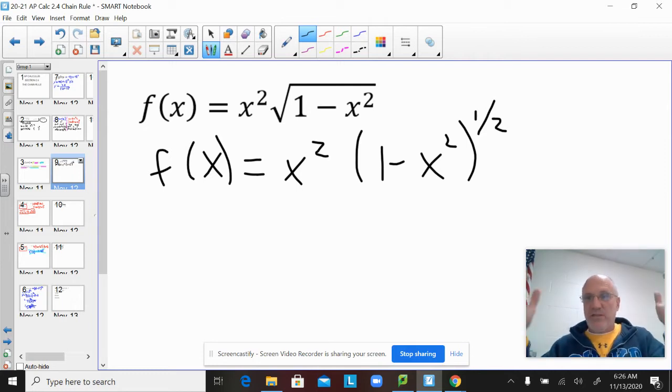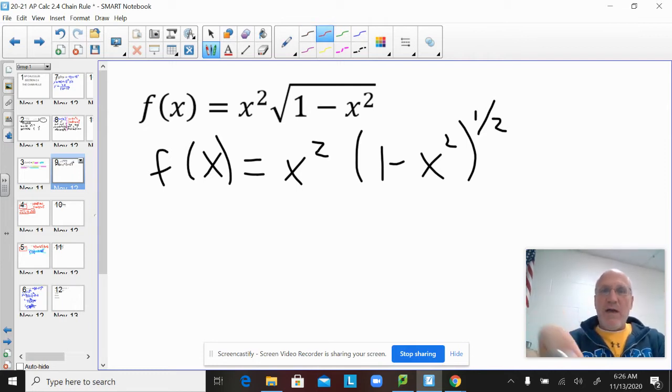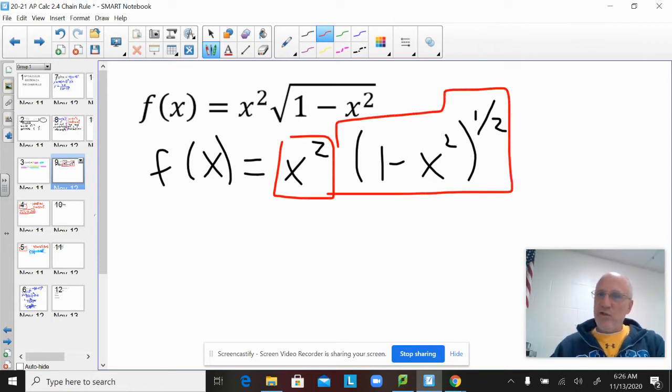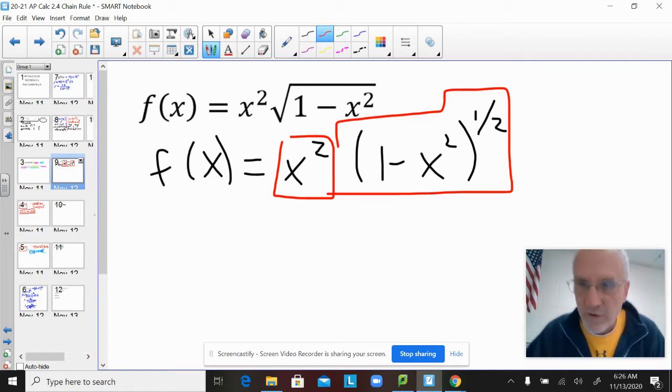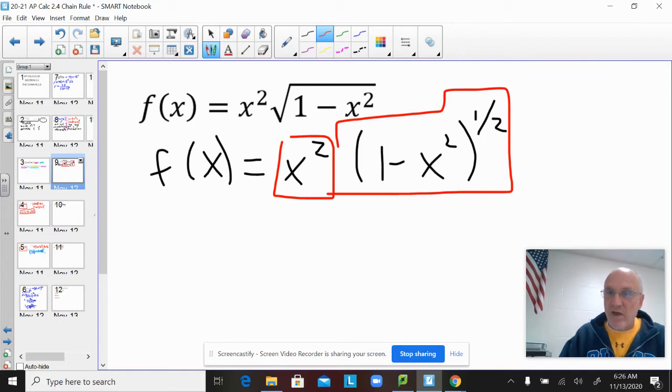The outside function would be something at the 1/2 power. But this one you have to recognize is a product. I've got two functions being multiplied together. So we have to use the product rule to find this derivative. However, when we use the product rule, which I know you know is the first times the derivative of the second plus the second times the derivative of the first, when you get to the derivative of the second, I think that becomes a little chain rule because that second, the 1 minus x squared to the 1/2, is a composite function, has an inside function and an outside function.